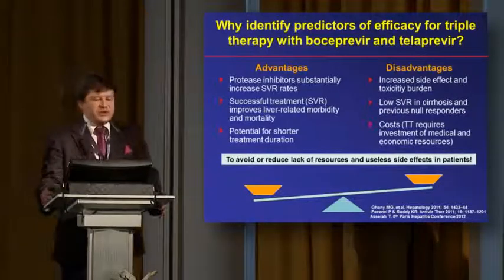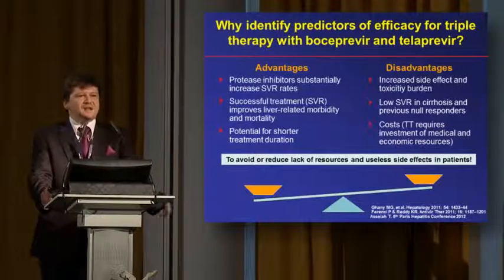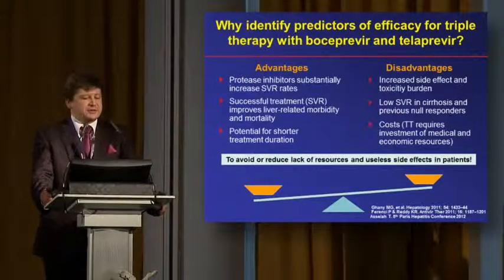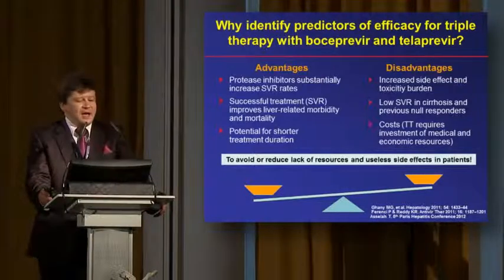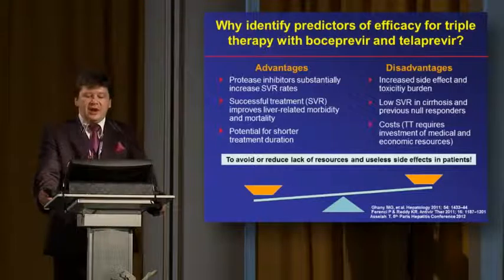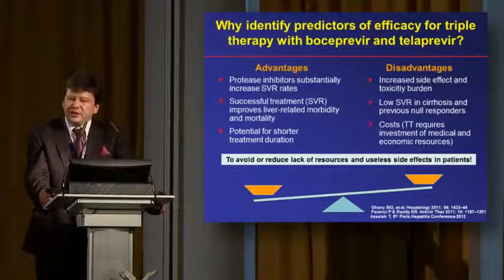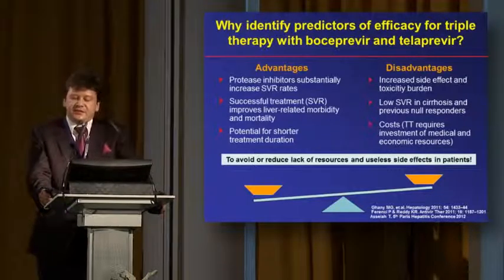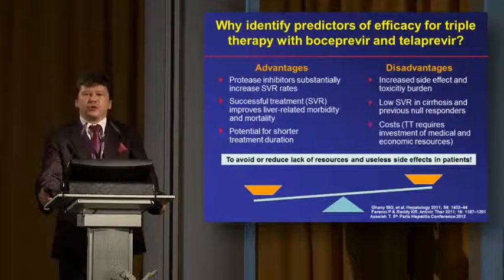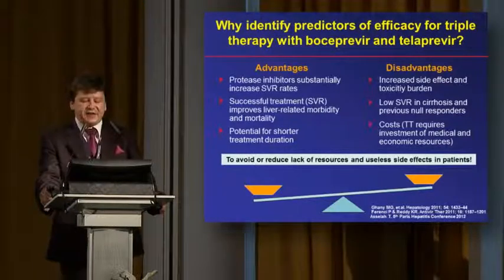Why identify predictors of efficacy for triple therapy with boceprevir and telaprevir? There are some advantages and disadvantages. Advantages include that PI substantially increase SVR rates, successful treatment improves liver-related morbidity and mortality, and there is potential for shorter treatment duration. Disadvantages include increased side effects and toxicity burden, low SVR in difficult-to-treat patients, cirrhosis and null responders, and cost. Triple therapy requires investment of medical and economic resources.